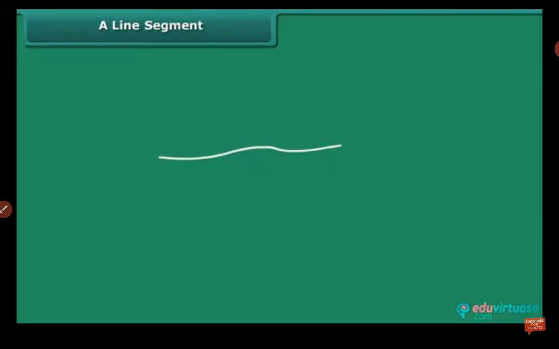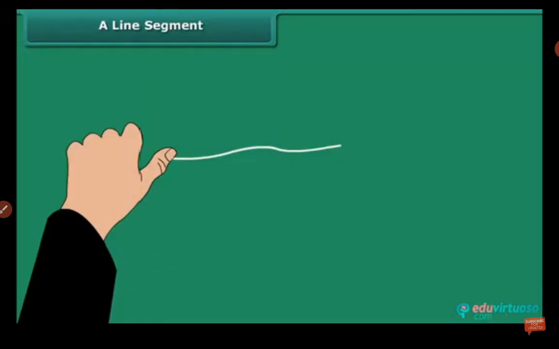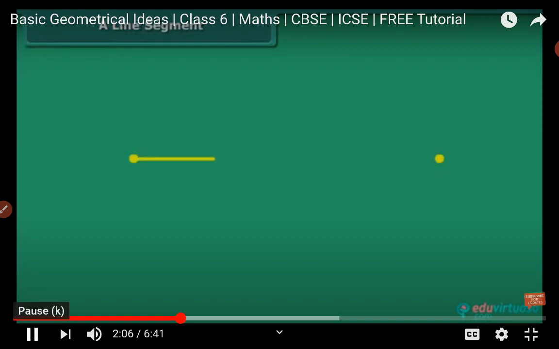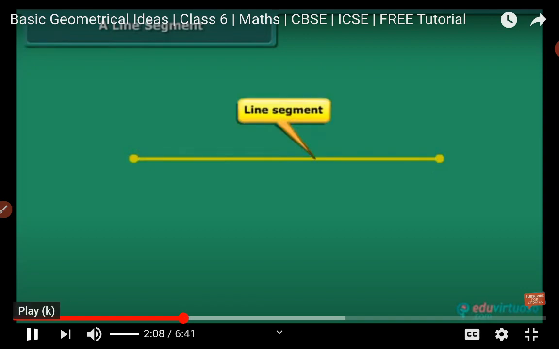The mark left due to folding of paper is a line segment. Take a thin thread and hold it without slack. It represents a line segment. The shortest distance between 2 points is known as a line segment.